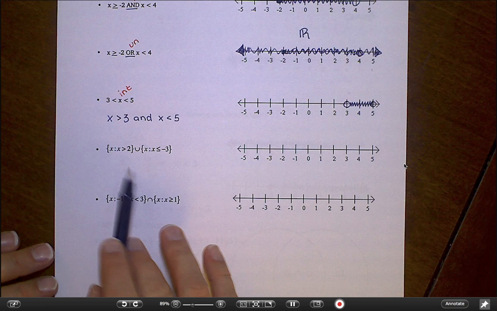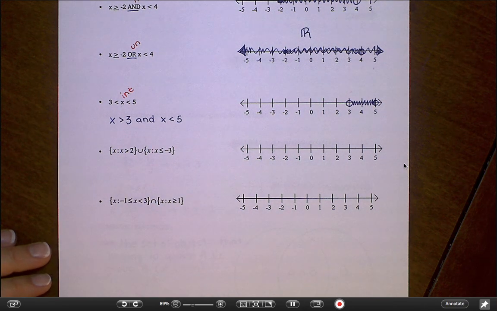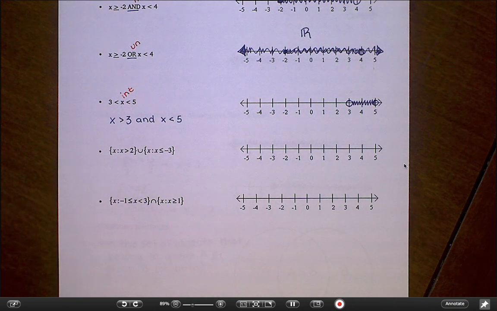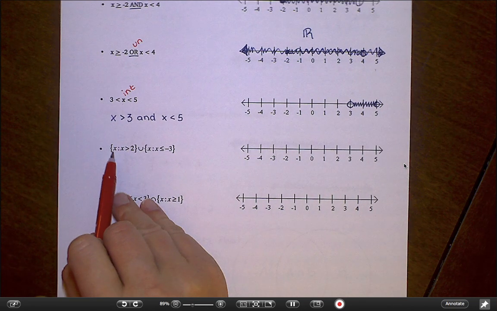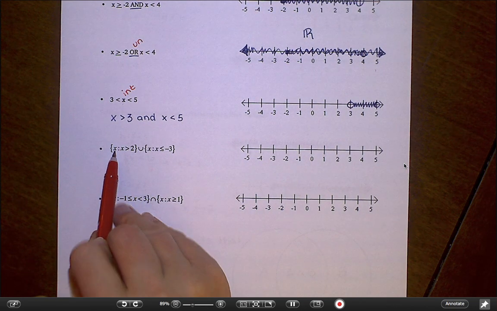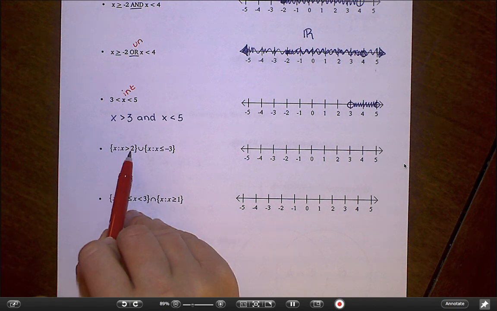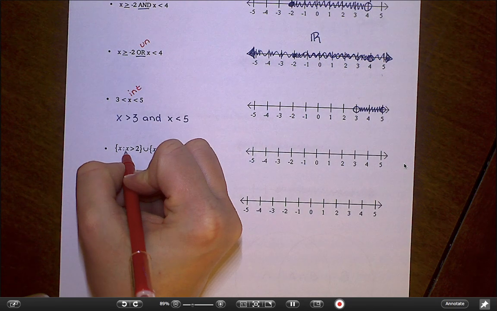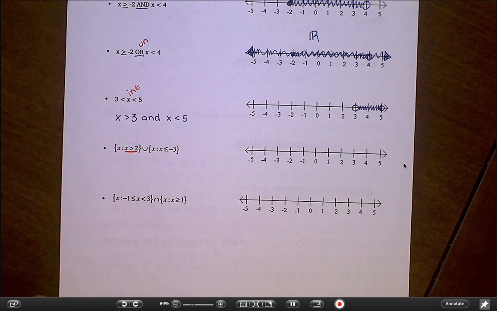Okay, so now we get into some crazy notation. And this notation, by the way, is known as set builder notation. We're not going to be doing a whole lot with this notation this year, but you will see it more and more the higher up you go in math. You can ignore a lot of it, though, because it's just there for notation purposes. This is really saying all x's such that x is larger than 2. This is what I want you to focus in on. X is greater than 2.